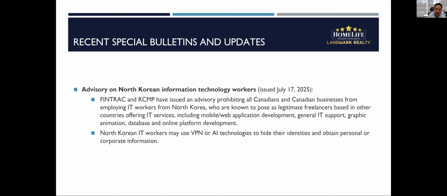They use VPN, which is virtual private network, so you cannot trace them by IP, or they may use AI technologies to hide their real identities. And through those kinds of methods, they can get your personal or corporate information. So we always want to be on the lookout for these kinds of characters.